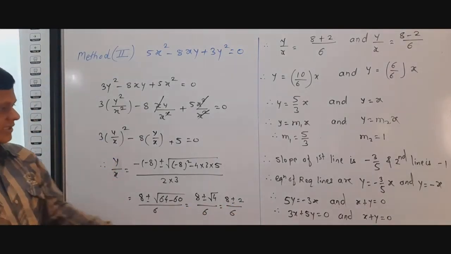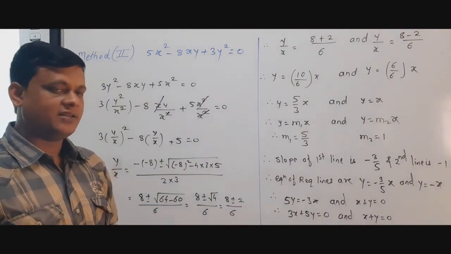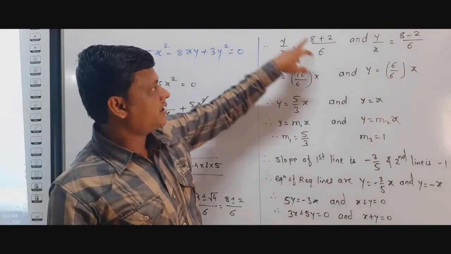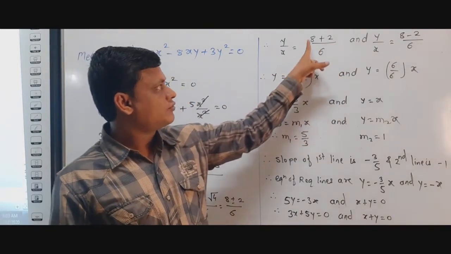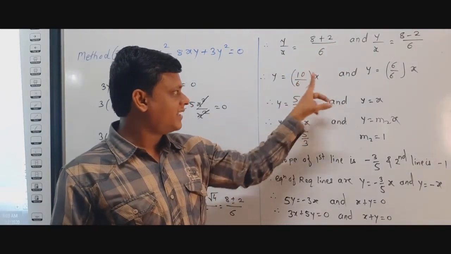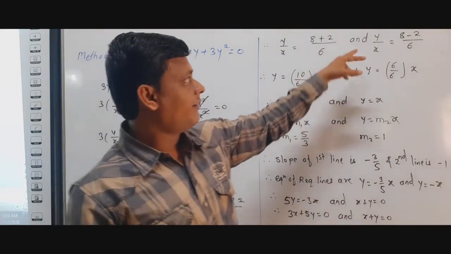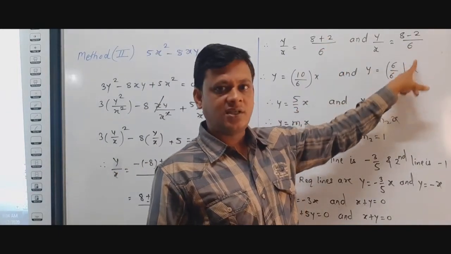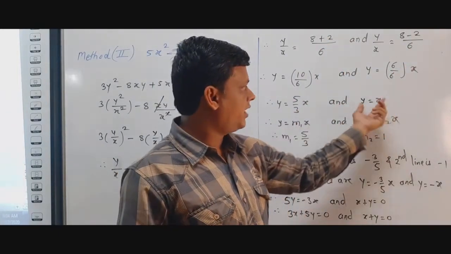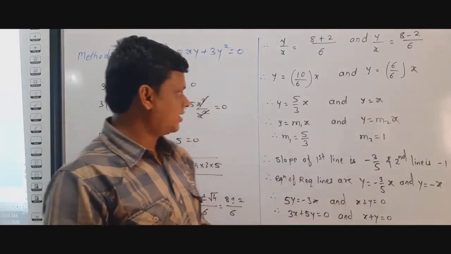Therefore y upon x is equal to, first we take plus sign, then we take minus sign. So y by x is equal to 8 plus 2 by 6. Therefore y is equal to 8 plus 2, 10, 10 by 6, that is y equals 5 by 3 x. This is the first equation. And for the second equation we take minus sign: 8 minus 2, that is 6, 6 upon 6. So we get here y equals x. This is the first equation, this is the second equation.